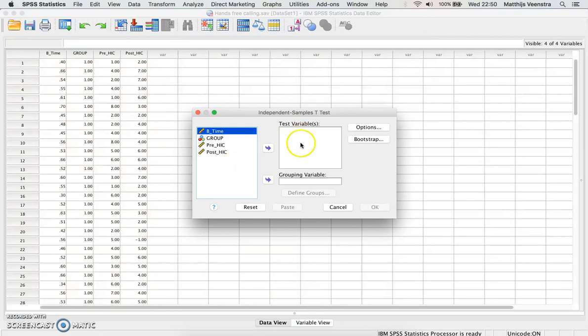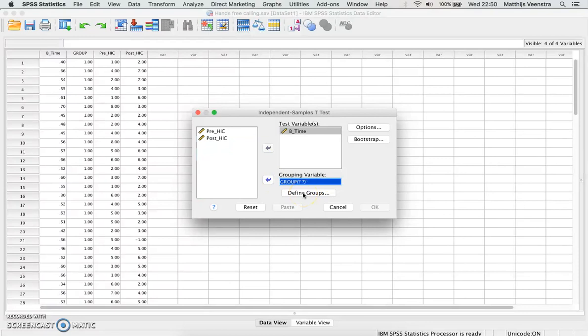What you see here are two boxes. The first box is called Test Variables. Okay, here you put the dependent variable, so the variable brake time in our example. So we put that one in. Here the grouping variable. This is the two different groups you had. So we had a group not making a call and a group making a call. We put this one in.